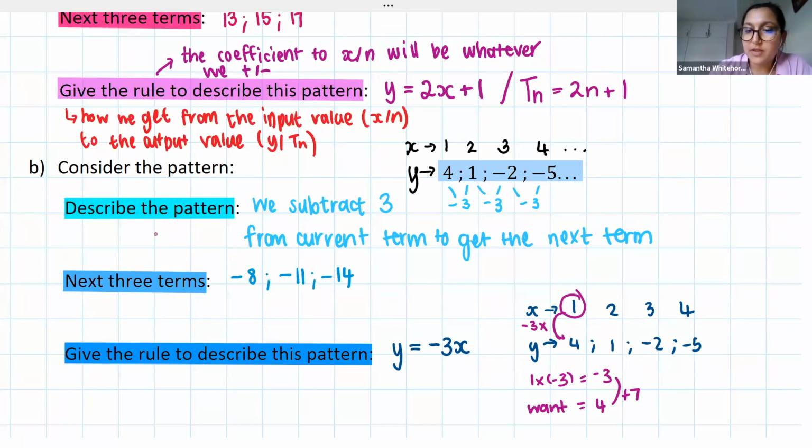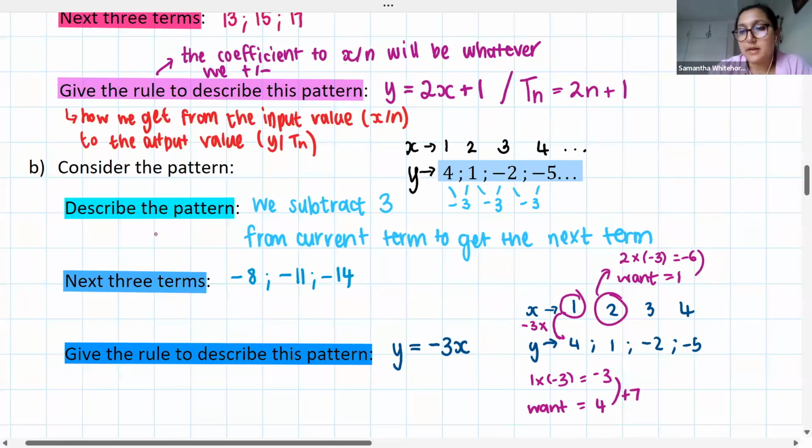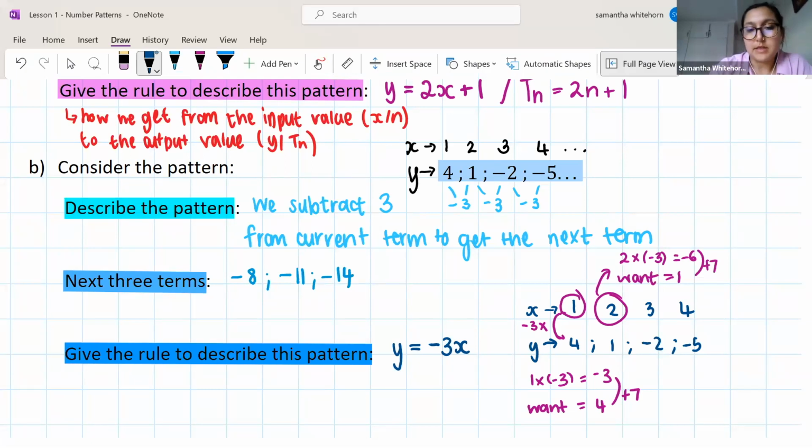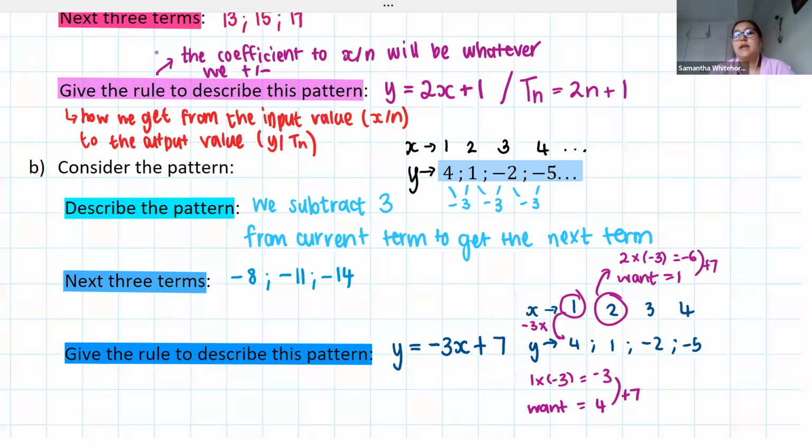Let's just double check if that remains true here. So 2 times -3 gives us -6, but we want a value of +1. That means I'm going to have to add 7. And so my rule now for this number pattern is y is equal to -3x plus 7.